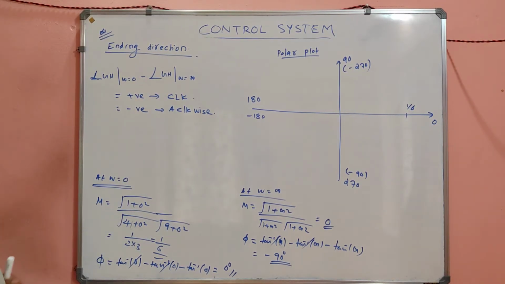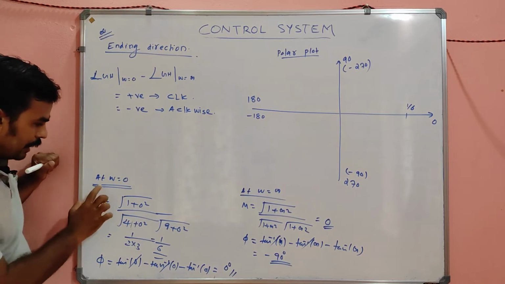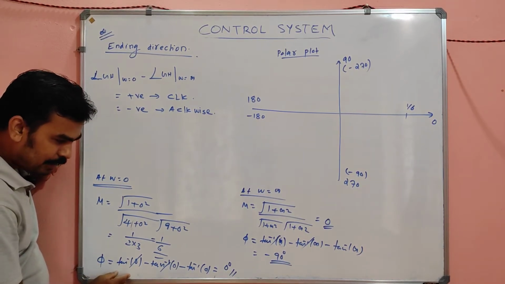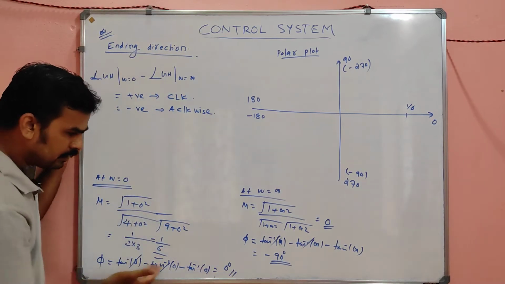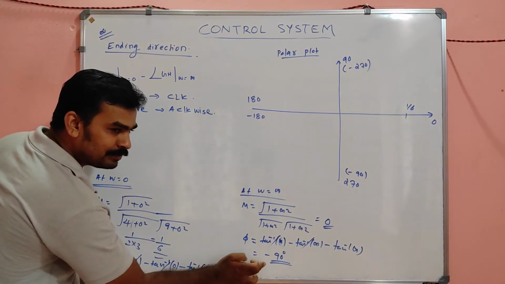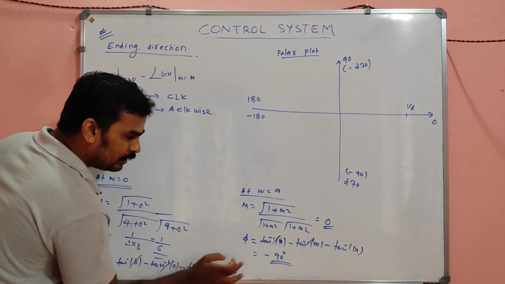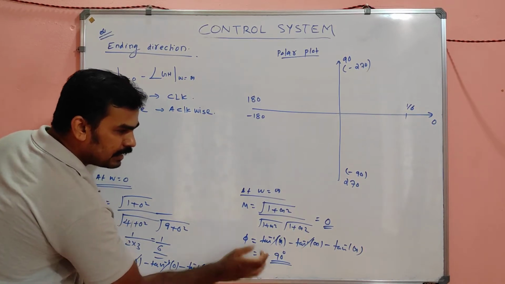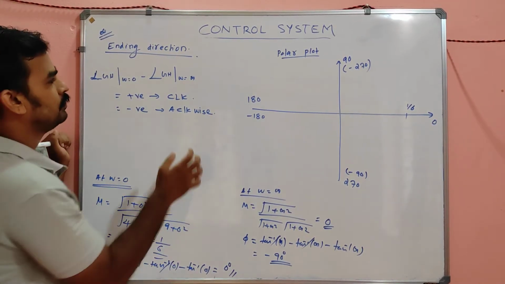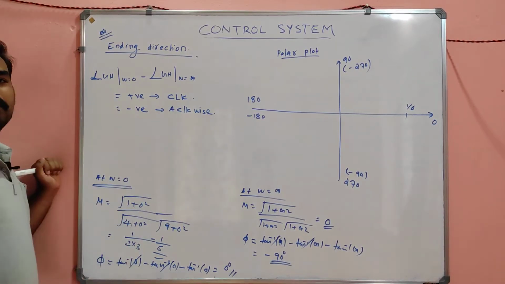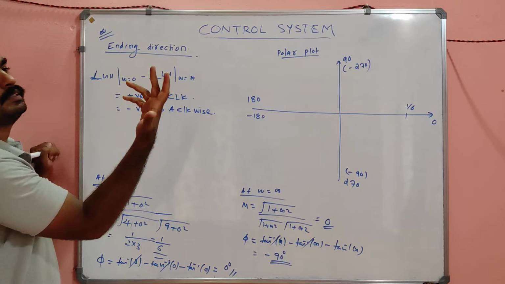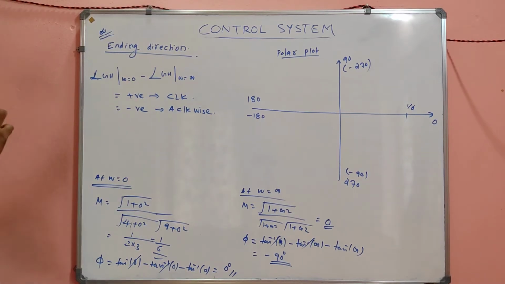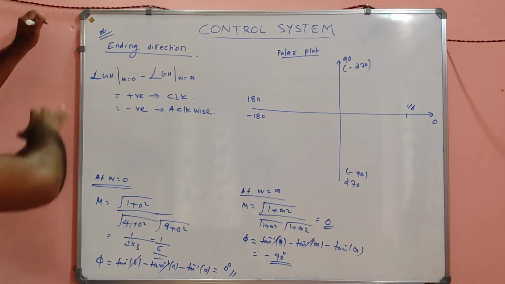So the ending direction is nothing but, my dear, see, at omega equal to 0, what is the angle? 0. At omega equal to infinity, what is the angle? Minus 90 degrees. Subtract this from this. This minus this gives a positive angle, then the ending direction will be clockwise. This minus this gives a negative angle, then the ending direction will be anti-clockwise. That's all. So now you have the idea.